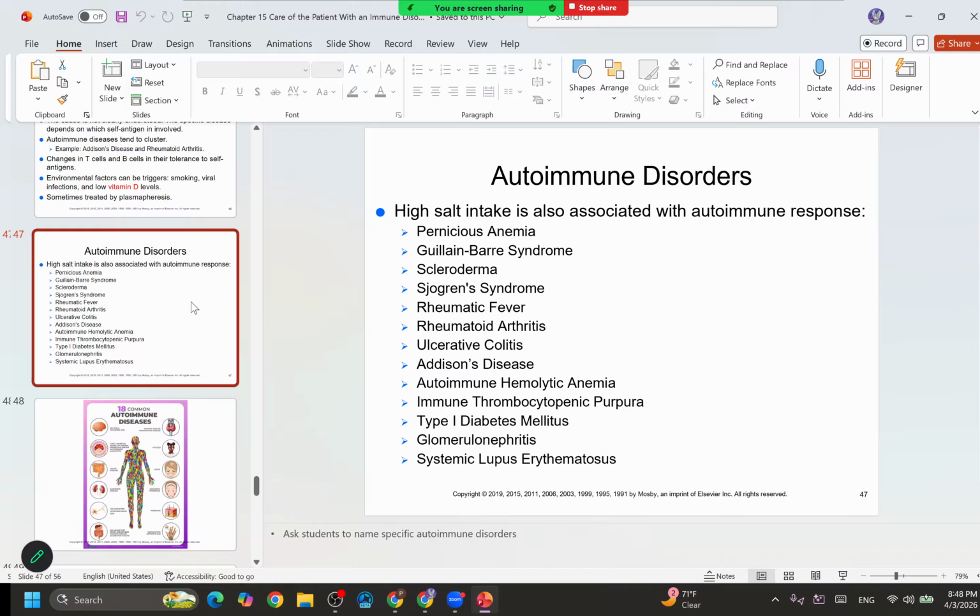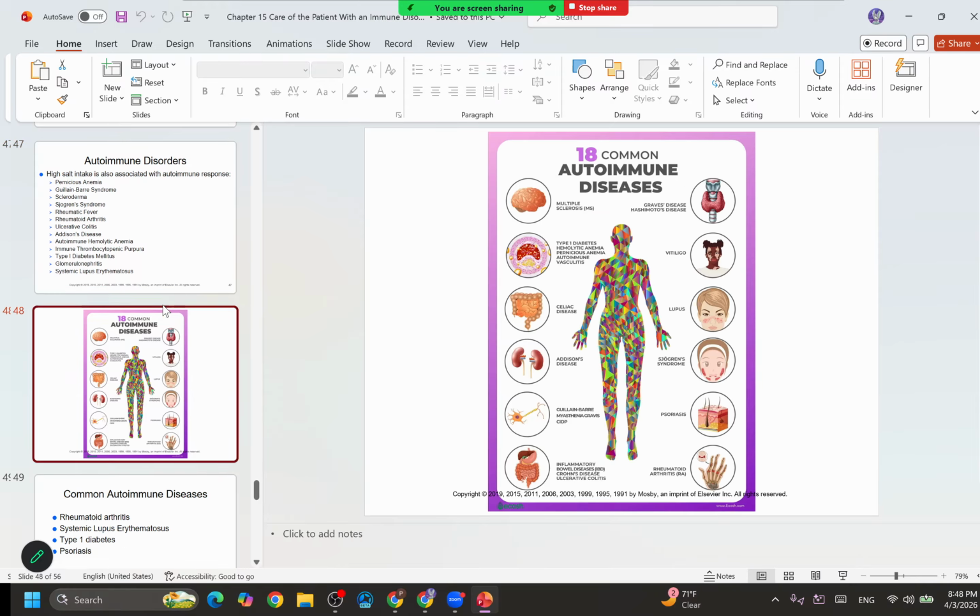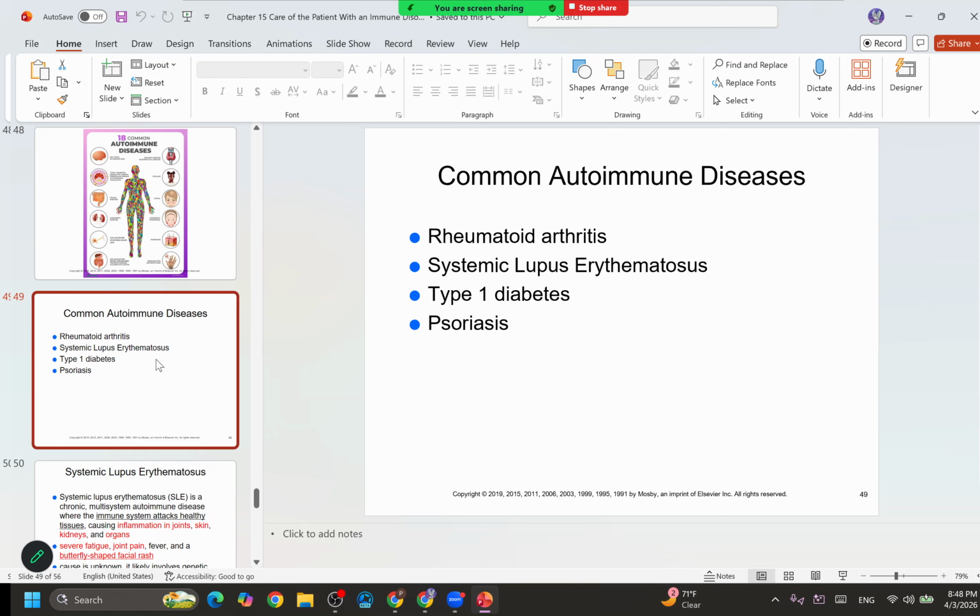But here, for the NCLEX, in the autoimmune system in this chapter, what we like to ask. Okay, you can read the picture by yourself. In your textbook, rheumatoid arthritis, we're going to talk about that in your musculoskeletal system. Type 1 diabetes, we talked about that already. Psoriasis, we're going to talk about that in the skin system. So here, lupus is the one we are focused on. We are talking about that. It's going to be in your final exam.